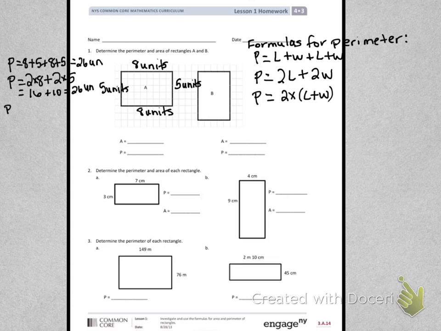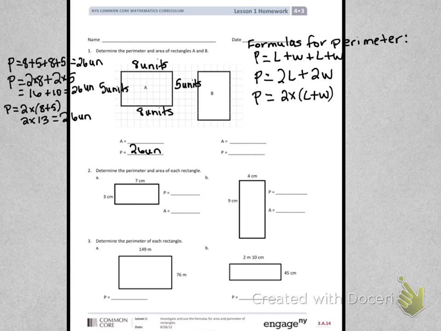The third method for finding perimeter is to take 2 times the length plus width. So I'm going to double whatever the length plus width is. So I'm going to double 8 plus 5. So 8 plus 5 is 13. 13 doubled equals 26 units. You do not need to do all 3 methods. I just wanted to demonstrate what the methods look like. So your perimeter comes out to be 26 units.